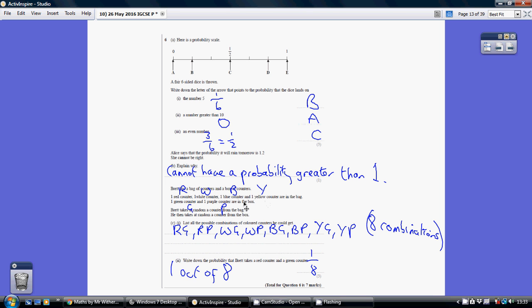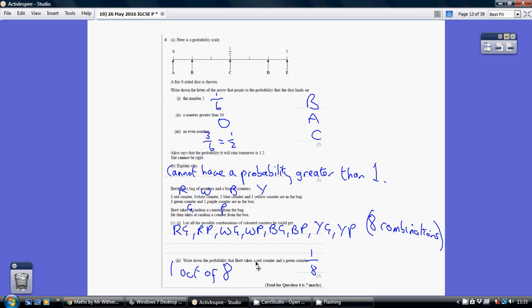Now I suggest, just to save you writing loads and loads here, just set yourself up a little code. So a red counter is R, a white counter is W, blue counter B, yellow counter Y, and G and P. And then just literally every single combination. So starting off with the red one from the bag, that could go with a green or a purple from the box. Then moving on to the white, we could have a white green, white purple. Moving on to the blue, blue green, blue purple. Moving on to the yellow, yellow green, yellow purple. So there are 8 combinations, those listed there. First one being from the bag, second one being from the box.